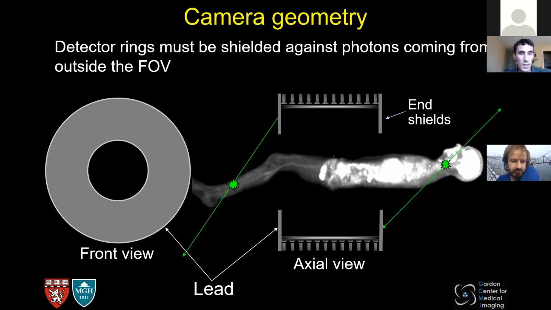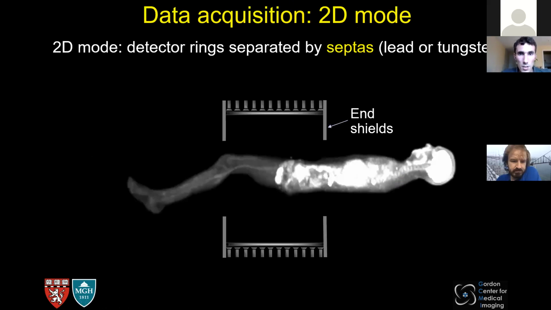Now I'd like to talk about the data acquisition, so the 2D versus 3D mode. Many of the old scanners, such as the HR Plus that I've presented before, could be operated in 2D versus 3D mode.